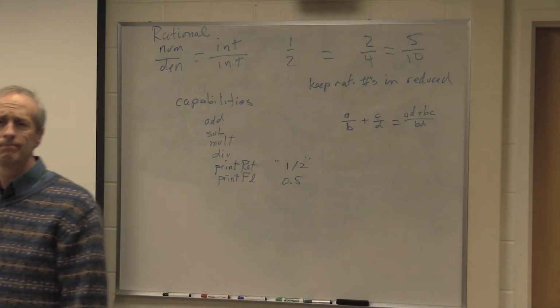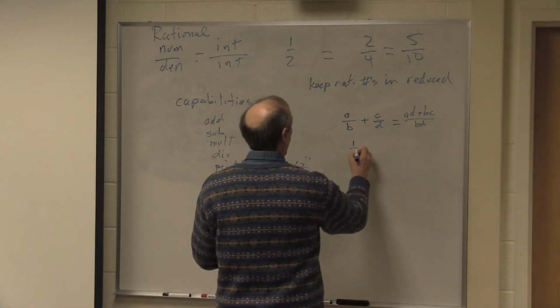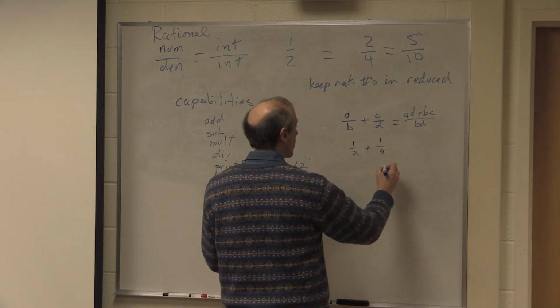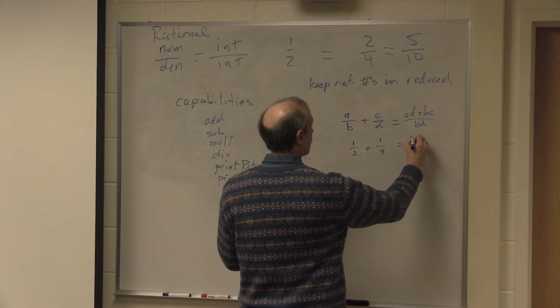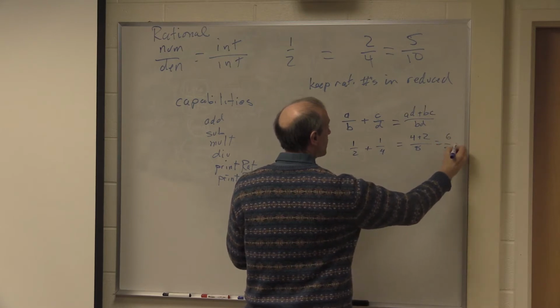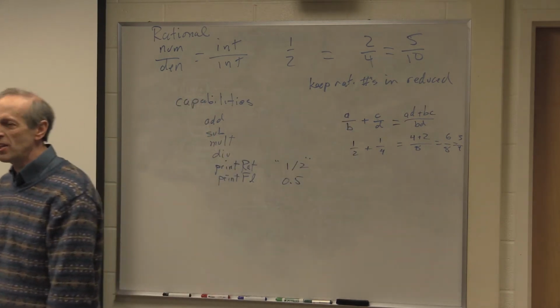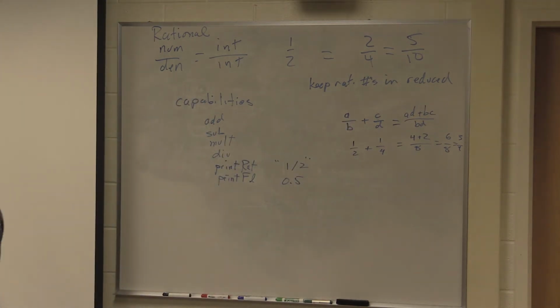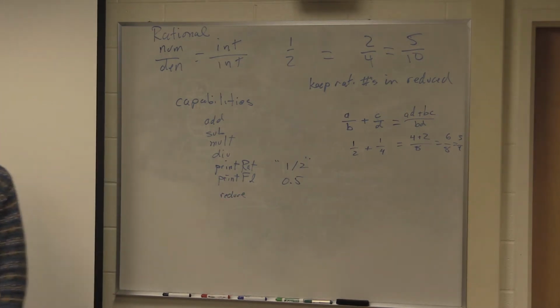Do it. That's what you do. However, you're going to end up with a number, most likely, that's not in reduced form. Okay? Right? If I'm adding 1/2 and 1/4, okay, I'm going to get 4 plus 2 over 8, which is 6/8, which is really 3/4, right? So this formula is invariably going to give you an unreduced rational number. So you will need a method that will reduce.